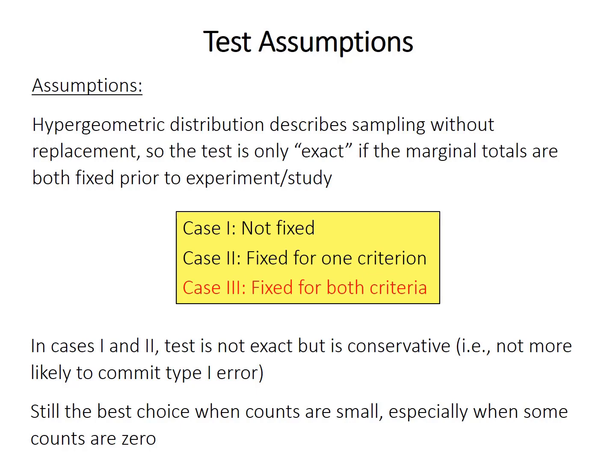So the risk of type 1 error is not elevated, so this is not great, but it's not really bad either. So essentially, Fisher's exact test is still the best choice when the counts are small, especially when some are 0, in a 2x2 contingency table, regardless of the marginal total assumption.